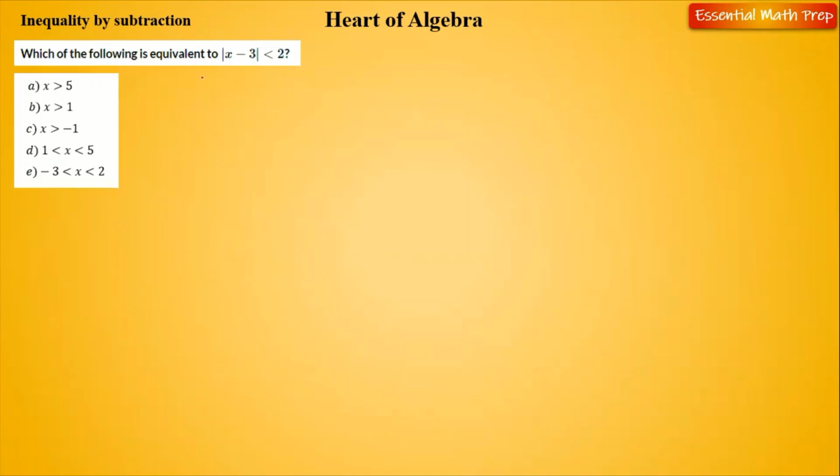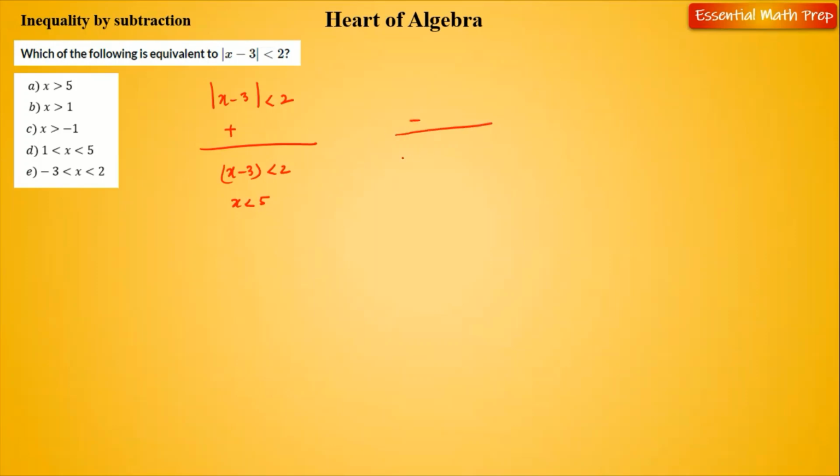Which of the following is equivalent to the absolute value of x minus 3 less than 2? So for the positive end of it, we just take x minus 3 is less than 2. So x is less than 5, right? Because we add plus 3 on both sides.